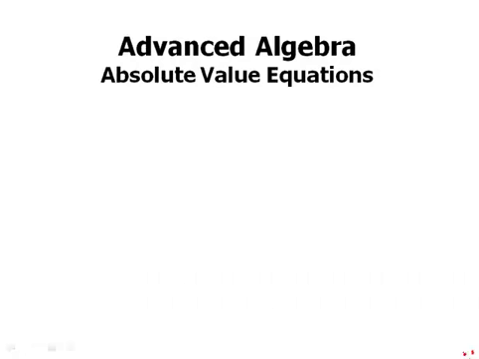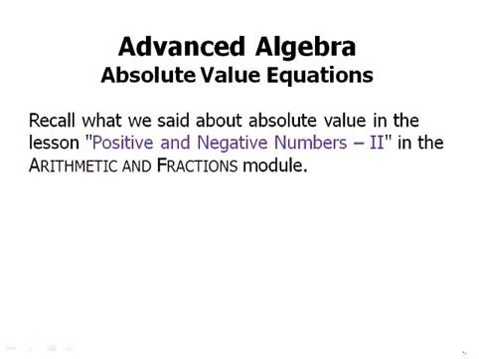Now we'll begin a section on advanced algebra, kind of a grab bag of advanced topics in algebra. The first thing we'll talk about are absolute value equations. Recall what we said about absolute value in the lesson Positive and Negative Numbers 2 in the arithmetic and fraction modules. If you haven't seen that module yet, and you haven't seen that lesson, I'd suggest looking at that first and getting a good sense about absolute value before we go through all the information in this lesson.